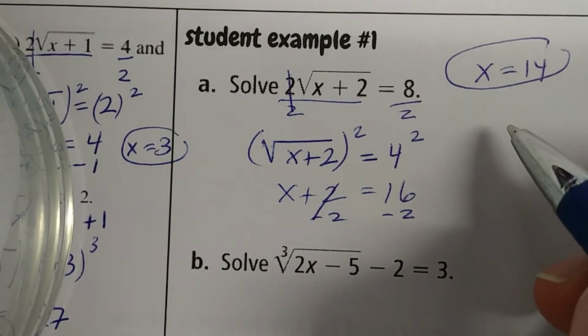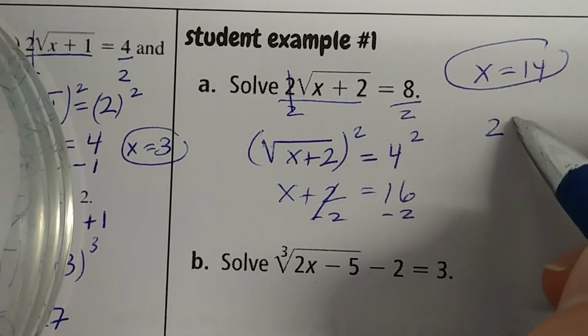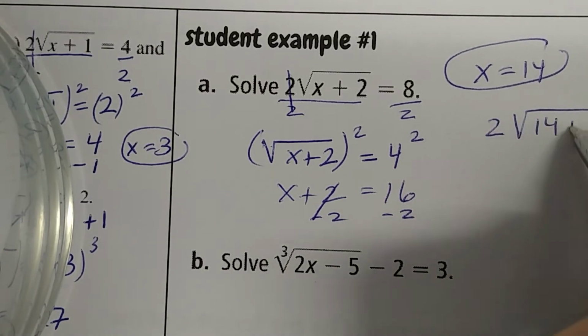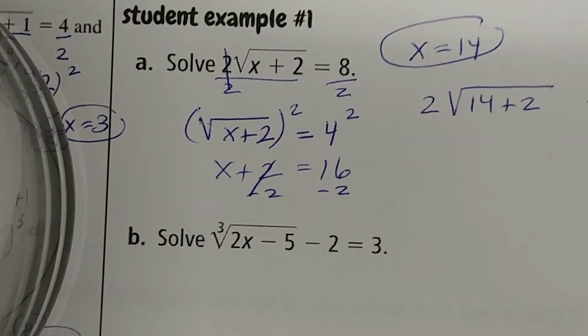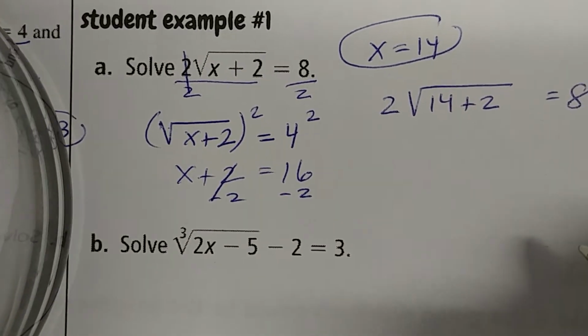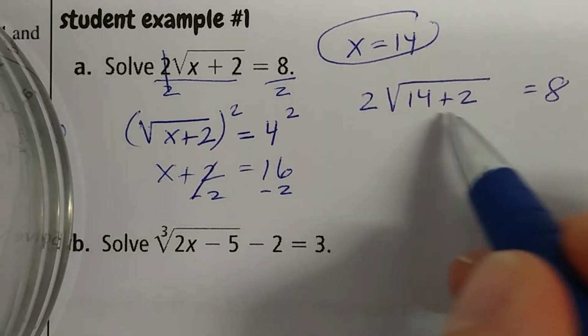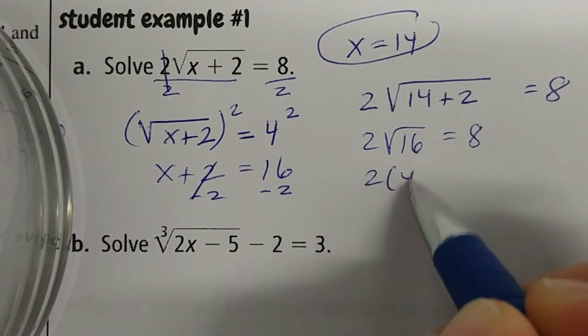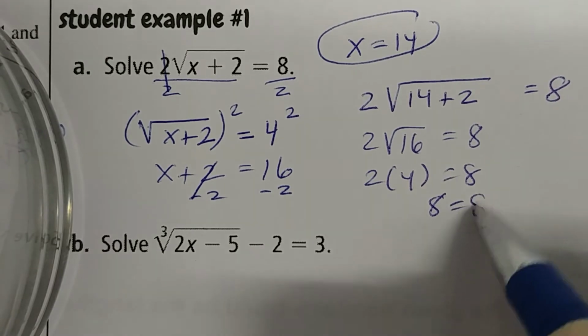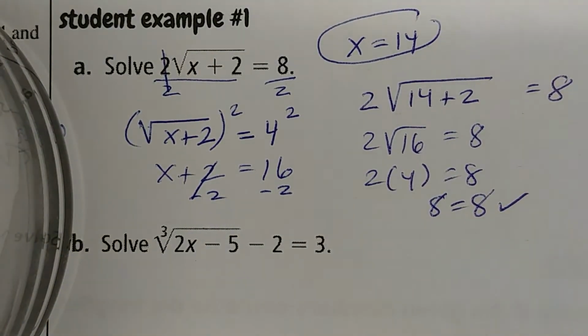And I can check that just by plugging it back into the original equation. In this case, we have 2 times radical 16 is 8. Radical 16 is 4, and 8 equals 8, so that checks out for us.